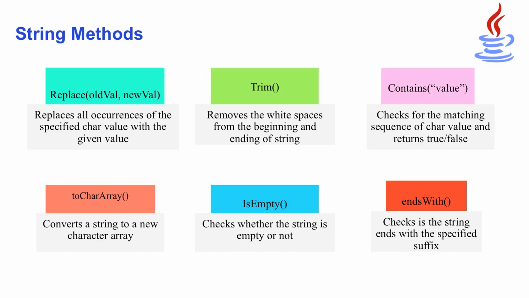The next is the toCharArray method, which converts a string to a new character array. The next one is the isEmpty method, which checks whether the string is empty or not. The endsWith method is responsible for checking whether the string ends with the specified suffix. And the last method is the concat method, which concatenates two strings.